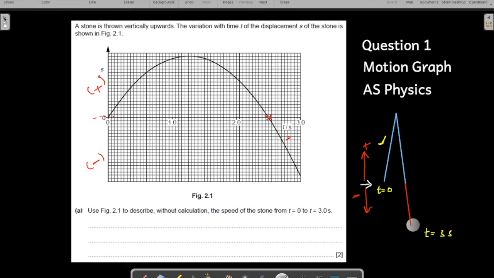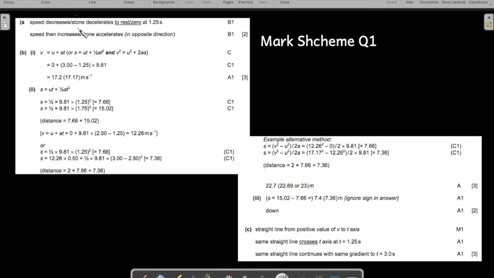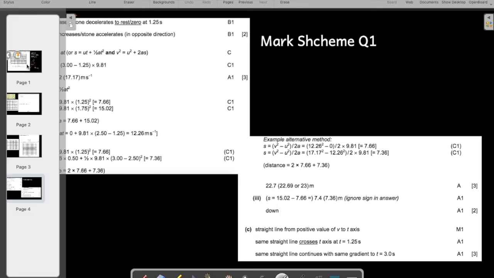So I've said the answer, you can write it with the pens, the same thing. Let's see what the mark scheme says. The speed decreases or the stone decelerates to rest or 0. Precisely at what time, that also we will identify from the graph. And then the speed increases or the stone accelerates in the opposite direction. So it's a 2-mark question. If you are talking about deceleration, you get 1 mark, acceleration 1 mark. So let us come back to the question.